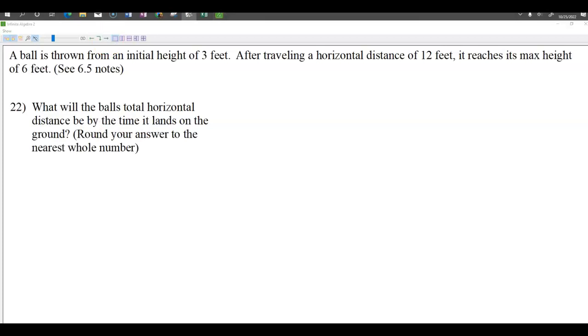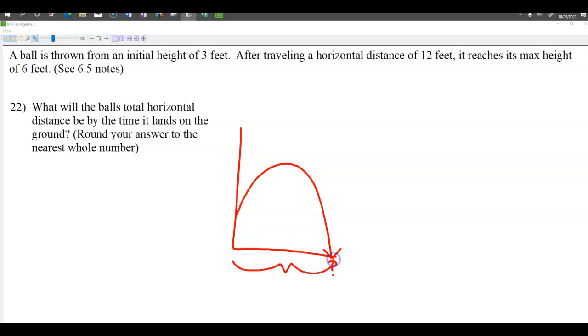What will be the ball's total horizontal distance by the time it lands on the ground? So in other words, we had this picture, right? We threw a ball, and I want to know how far will it have gone? What is this distance? Okay, now basically that's a root. That's where the y value is 0, and I want to know what's the x value that goes there. How do you find a root? Well, you're going to plug 0 in for y to your equation.